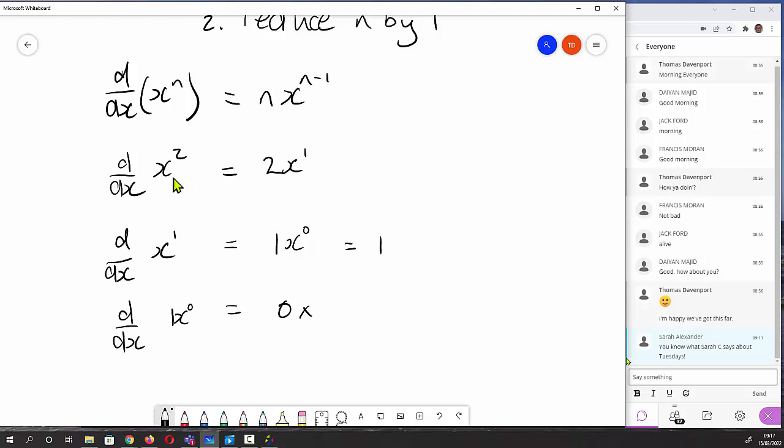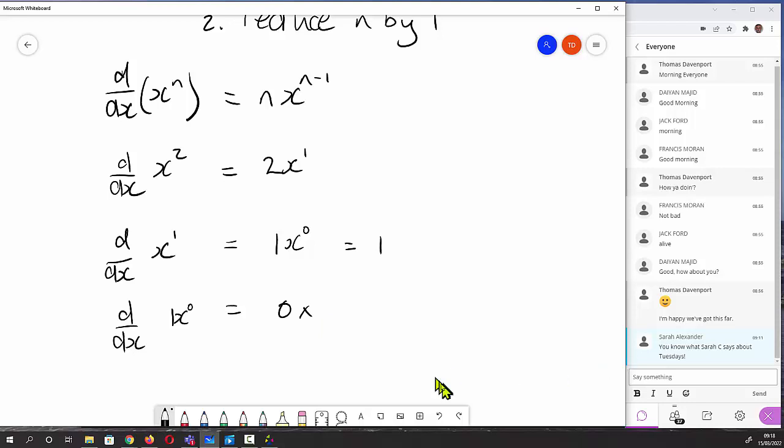So let's just review what's happened. We started with x squared and we differentiated it once and we got 2x. Then we had x to the power of 1, or x. We differentiate that and we get a constant. And then if we differentiate a constant, we'll just get 0. Is everybody okay with that as far as it goes?